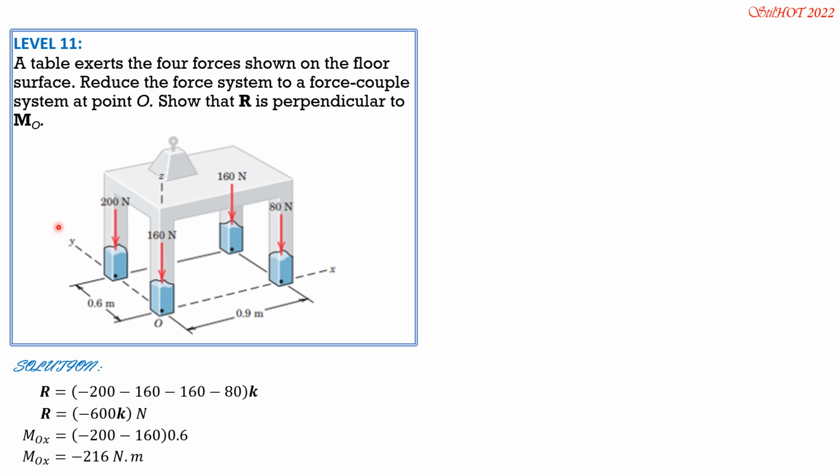MOY, this is the positive y-axis. So the curling of your four fingers, if this is your right thumb, would be in this sense, positive moment. So 160 and 80 here will produce positive moment about MOY. Sorry, it's positive. The curling of four fingers, if this is your right thumb, would be in that sense, so the moment of 160 and 80 would be positive about MOY.